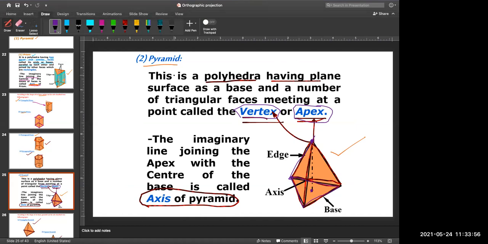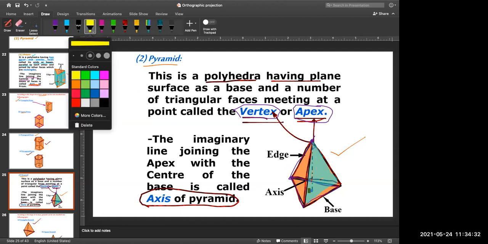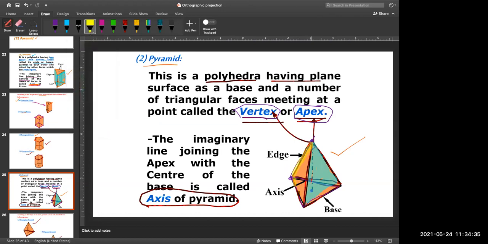Okay, this is the axis of the pyramid. So let's see what is the definition written here. Pyramid is a polyhedra having a plane surface as a base and a number of triangular faces. So here you have triangular faces. Earlier we had those joining figures as rectangles, but here you have triangular faces. So these triangular faces are connected at one point, that is called your apex, or also called vertex.